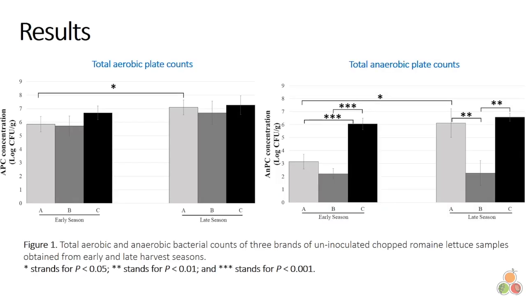So here's our result. This is the plate count result. We have 2 figures. On the very left side is the count for total aerobic bacteria, which means those are the bacteria that prefer oxygen to grow. On the right-hand side are total anaerobic bacteria, which means those are the bacteria that do not like to have oxygen. In each, we want to show you the comparison of the 3 brands, A, B, C, and also the comparison of early season and late season.